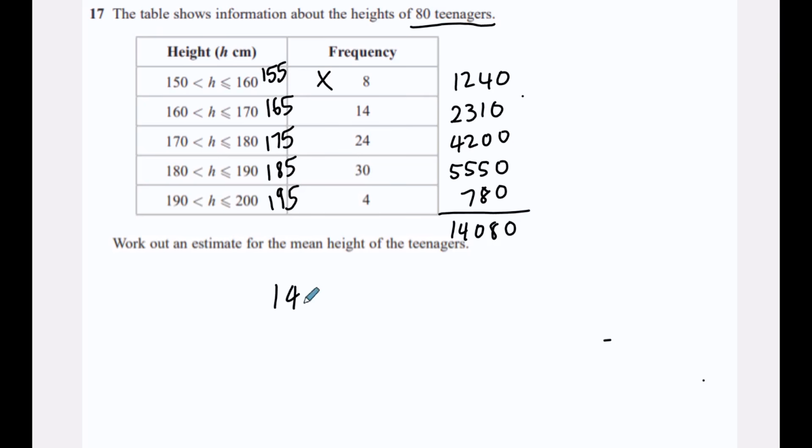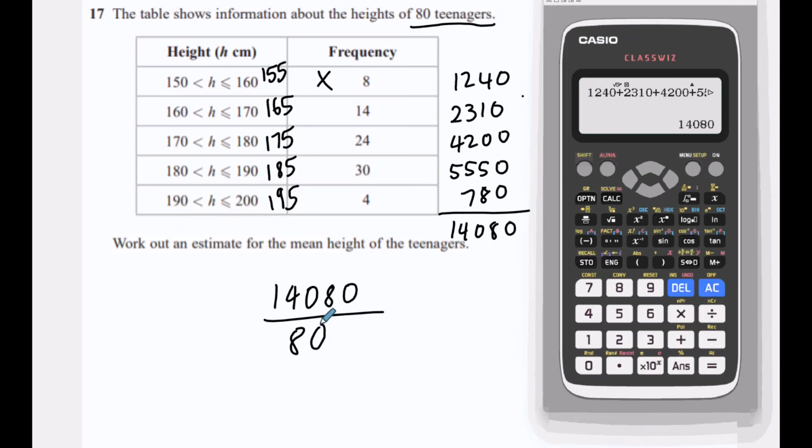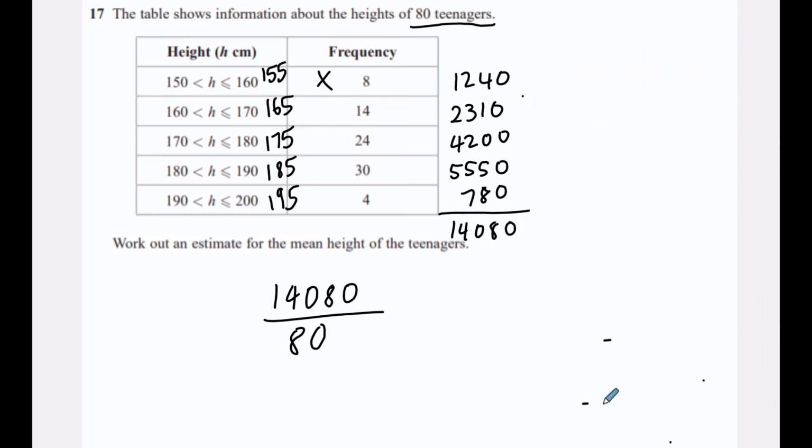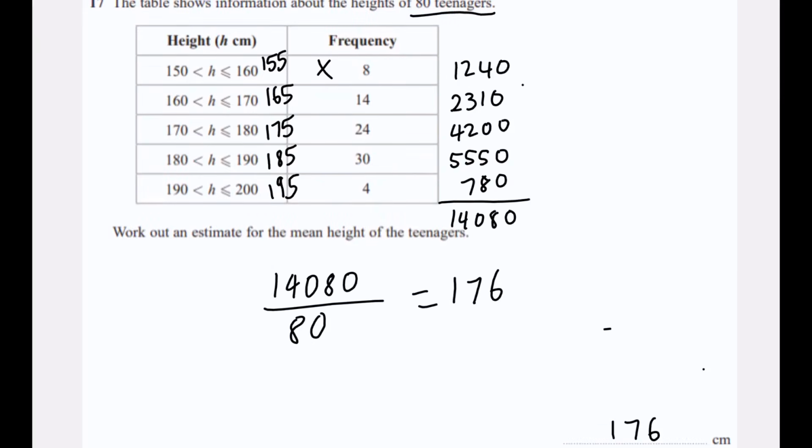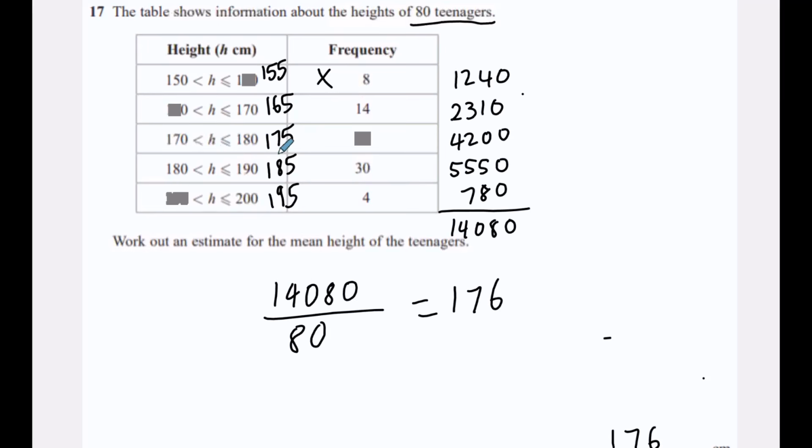14,080. And then we divide by how many? Remember, there were 80 teenagers. So we're dividing by 80. And we get an answer of 176. So the mean height is 176 centimeters. And that looks like it makes sense. 176 centimeters is certainly within the range of the heights.